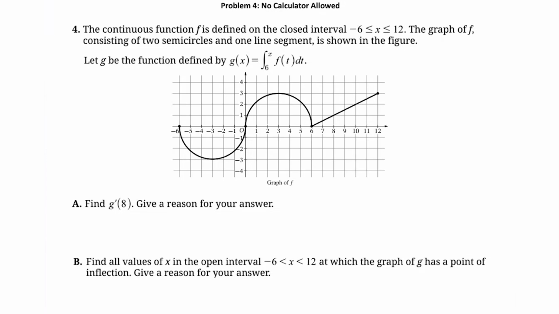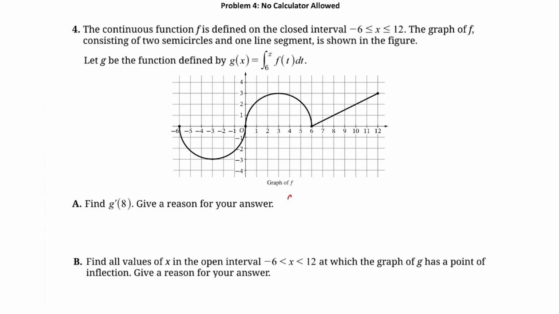Number 4 says the continuous function f is defined on the closed interval -6 to 12. The graph of f, consisting of two semicircles and one line segment, is shown in the figure. Let g be the function defined by the integral from 6 to x of f of t dt. Part A says find g prime 8.